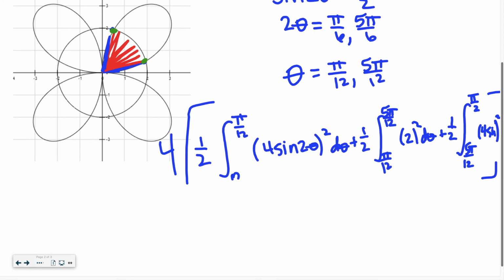As long as you know what this central angle is right here, which we do, you could find the area of this sector, but you would still need an integral for this piece, which is the same as this piece. But you are right. Technically, we could use the area of a sector.